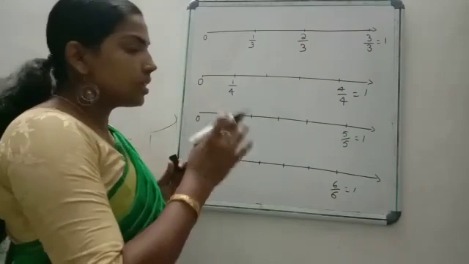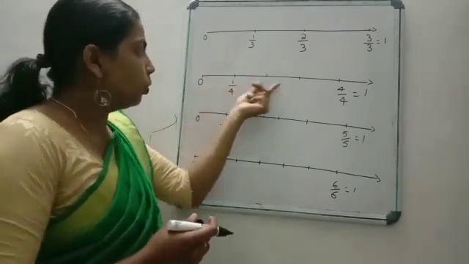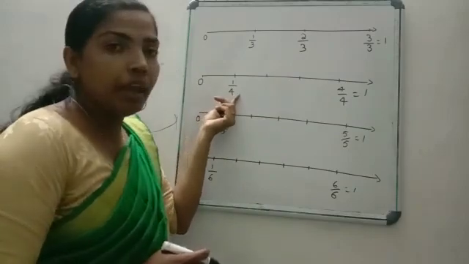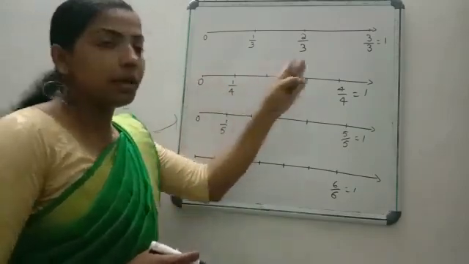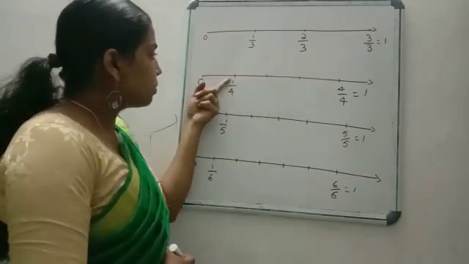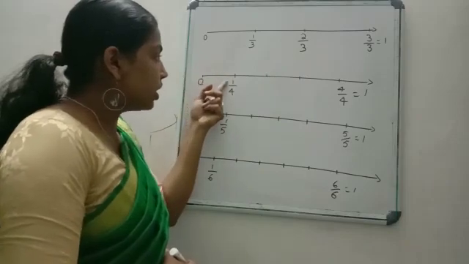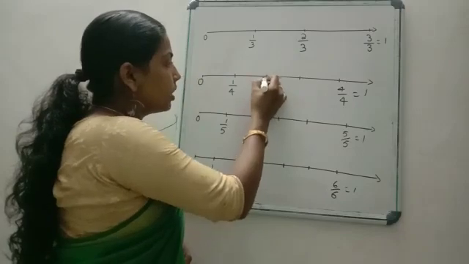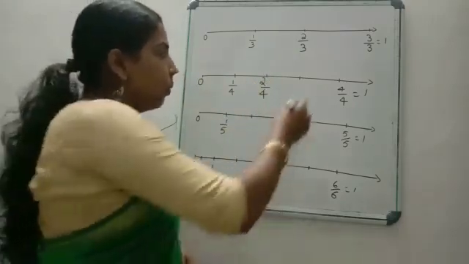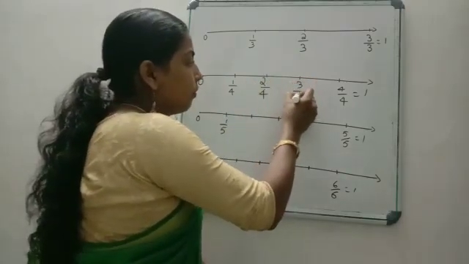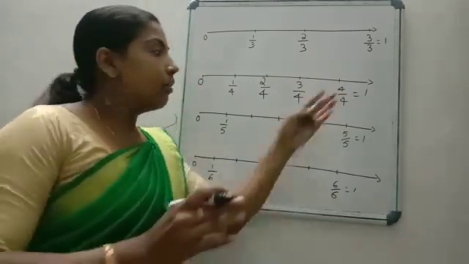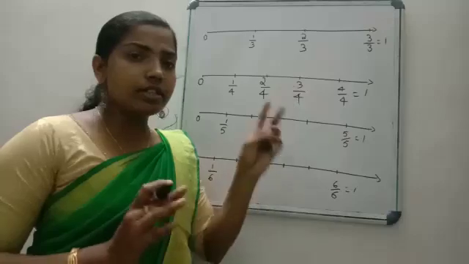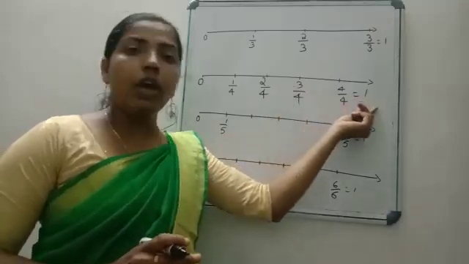Next, see this line is divided into 1, 2, 3, 4 parts. So the denominator should be 4 and the numerator depends upon the places. So see this place, this is 1. So this fraction is 1 by 4. See this is the second part, so it can be written as 2 by 4. This can be written as 3 by 4, and the last one is 4 by 4, which is equal to 1. If the numerator and the denominator are the same, the fraction is equal to 1.